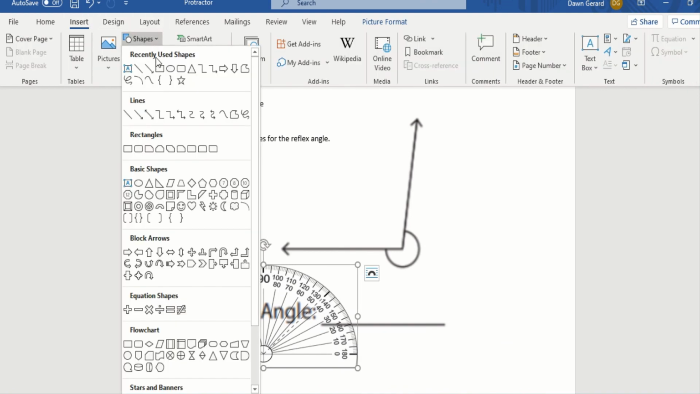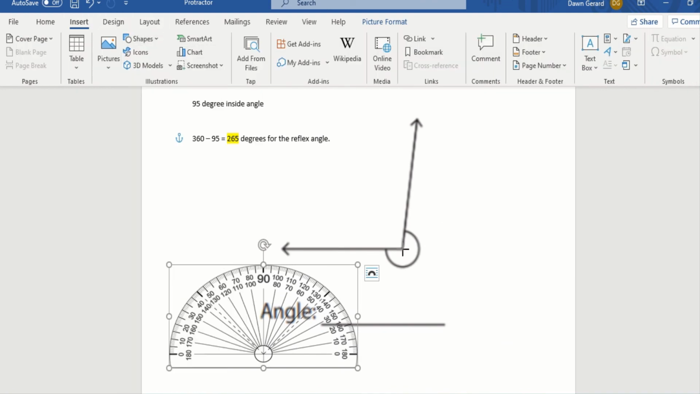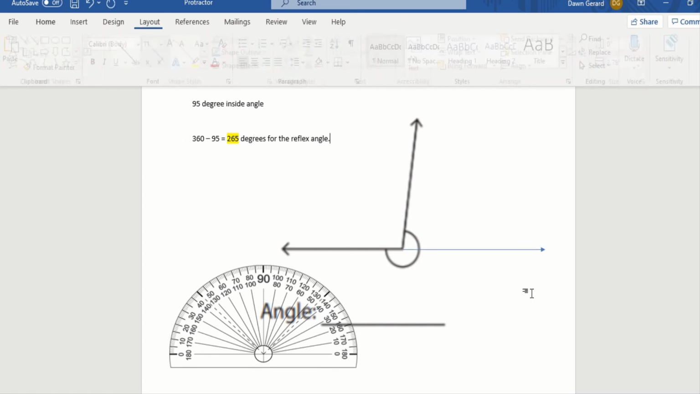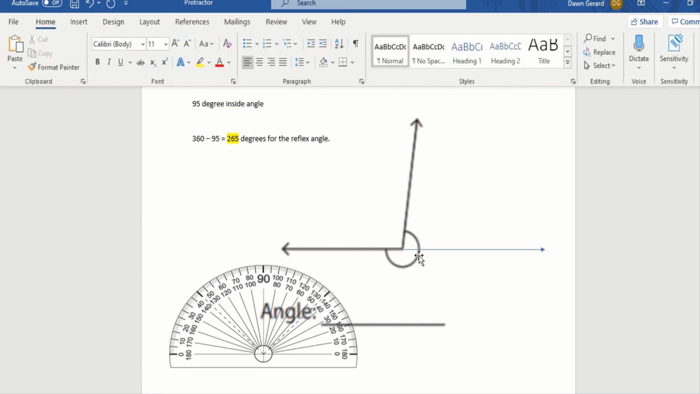Just to show you one more time. The reflex angle, we make that straight angle, which is 180 degrees. From here to here is 180 degrees, but this one goes beyond that. It's bigger than 180 degrees, so it is a reflex angle.